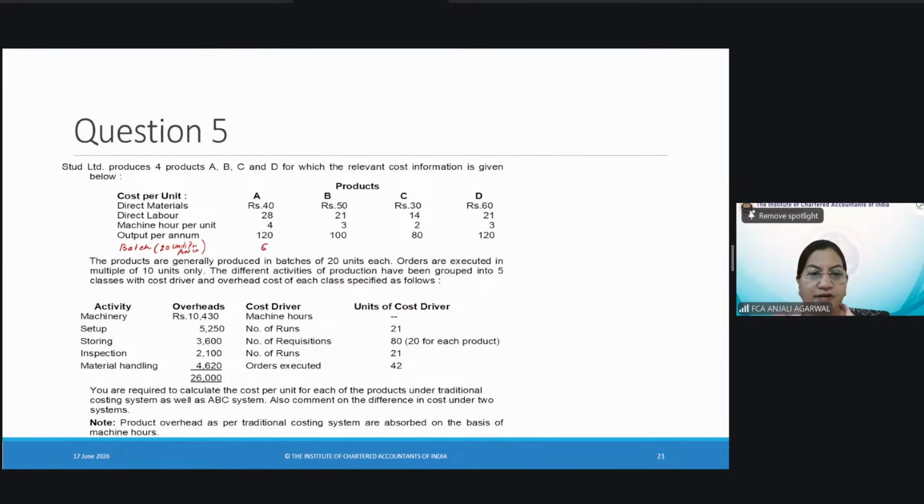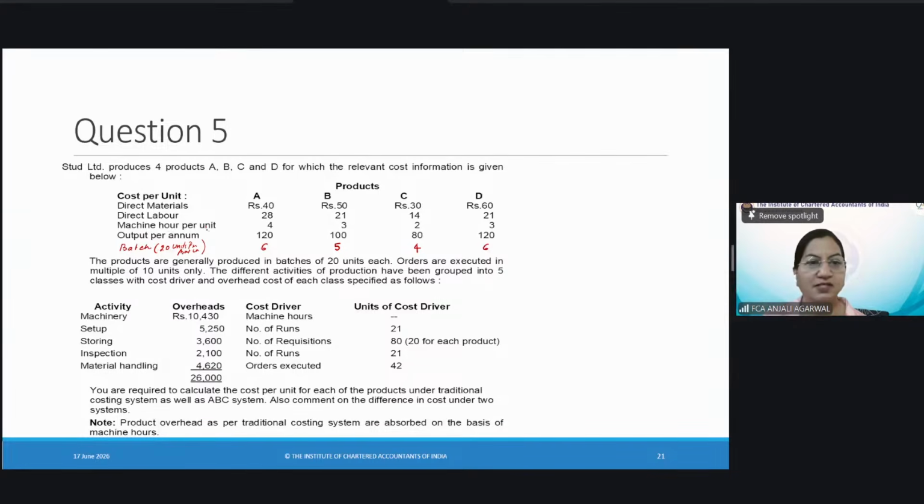Six batches would have run for A, 120 divided by 20, 5 for B, 4 for C, and again 6 for D. So these are the batches you will run: 6, 5, 4, and 6.